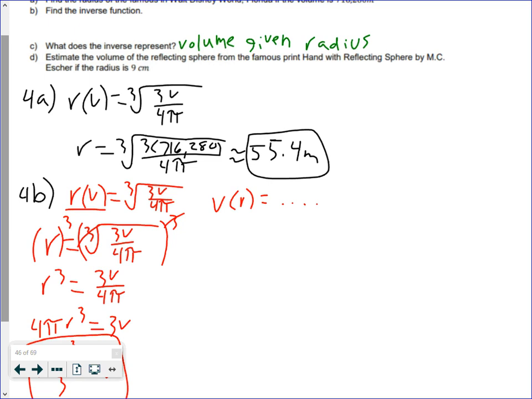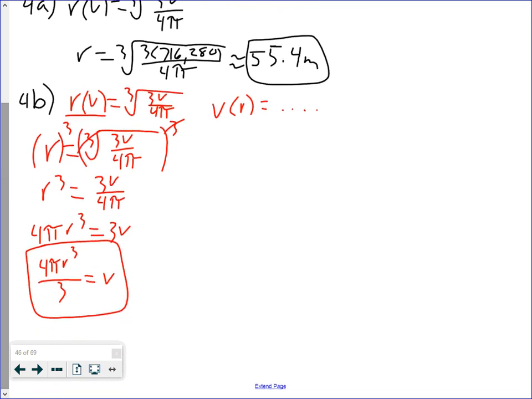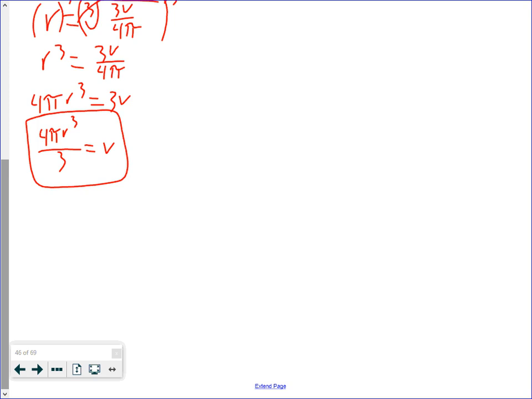I think that's supposed to be 9 meters. I'm not sure. But anyway, we're going to do it. I think basically what it's saying is find the volume given that the radius is 9. That's what I'm going to do anyway. It's a very weirdly worded problem. So I'm just going to solve this as r is 9.